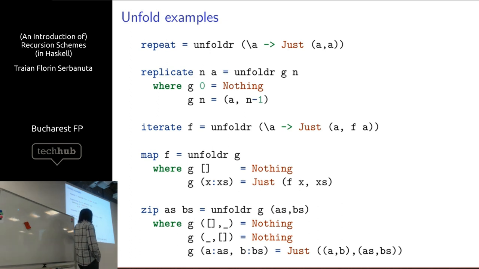What is more interesting is this zip here. So if I want to do a zip between a's and b's, then I have this unfolding function applied to the pair of a's and b's. The unfolding function says, okay, if either of them is empty, then nothing, I stop. If I have at least one element in each, then I produce the pair of the two as the first element of my list, and then I give you the seed composed of the tails. Okay, and you can imagine that this would basically zip the two lists together. So we're cool up to here. Again, please stop me if not.